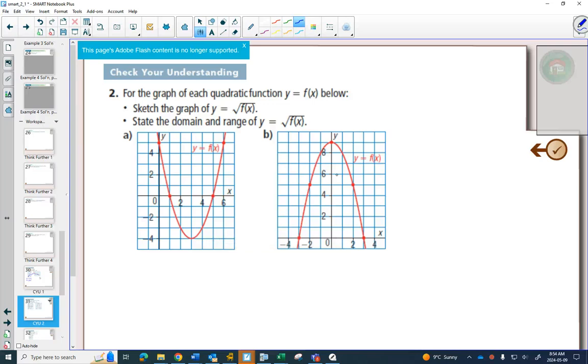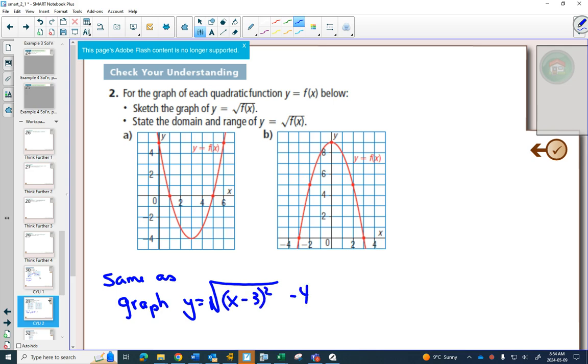Now parabolas are given, right? So they gave us the equation of the parabola. This is the same question as this. They could also ask you, could you graph y equals the square root of (x minus 3) squared minus 4, all in the square root. You could get this question written this way.